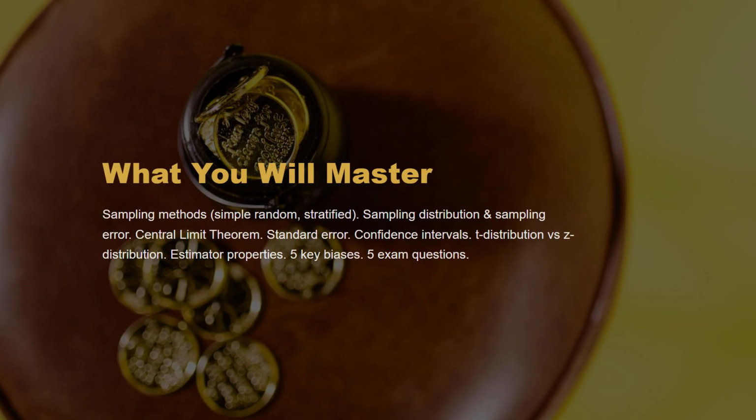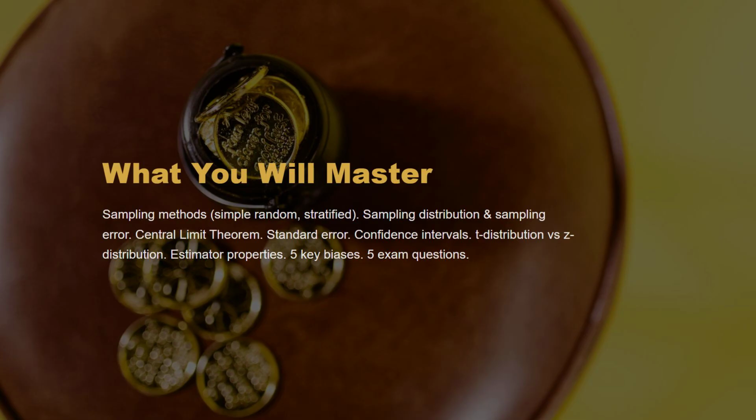Standard error of the sample mean. Point estimates and confidence intervals. How to build a range around your estimate with known probability. The t-distribution versus the z-distribution, and when to use each. Properties of a good estimator. And the biases that destroy sample validity. Data snooping, survivorship bias, look-ahead bias, sample selection bias, and time period bias.